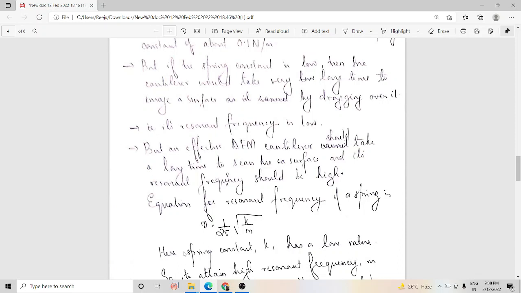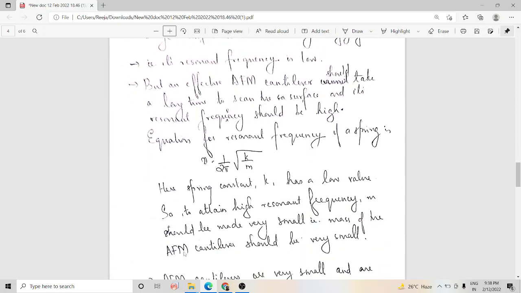Okay, so what is done? We use AFM cantilevers which have very, very small mass, so that we can attain high resonant frequency yet maintain the flexibility of the cantilever. I hope this is clear to you.